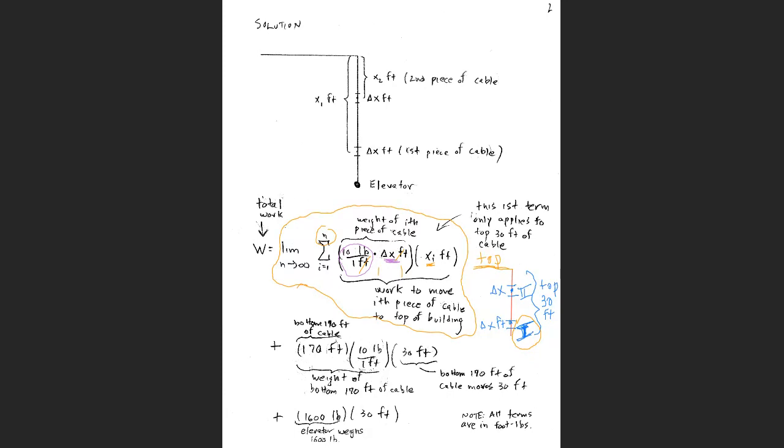And naturally, as you take that top 30 feet of cable and slice it up into more and more smaller pieces, n pieces, you're going to let n go to infinity. And then this Riemann sum is going to become an integral. So are there any questions on how this problem works?